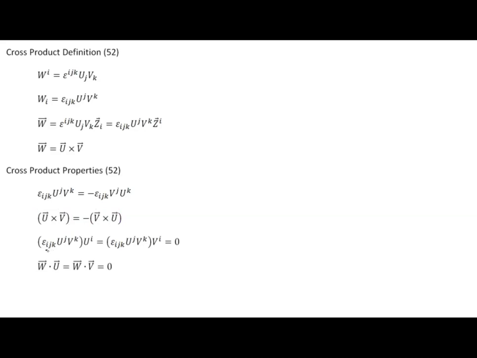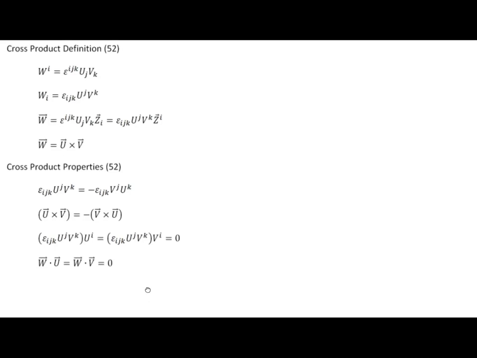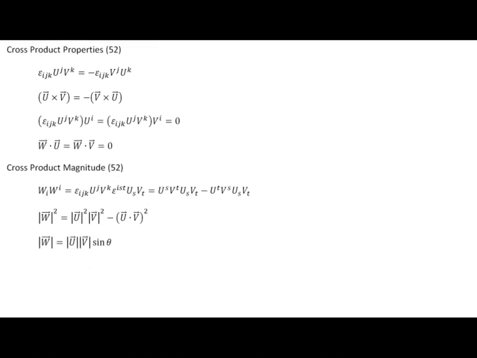We then dotted the cross product with vectors u and v respectively. And because of the skew symmetry again of the Levi-Civita symbol, we quickly discovered that the result is 0 in both cases. Now that means that our cross product is orthogonal to both vectors u and v and is thus perpendicular to the plane defined by those two vectors. We then dotted the cross product with itself in order to derive its magnitude.